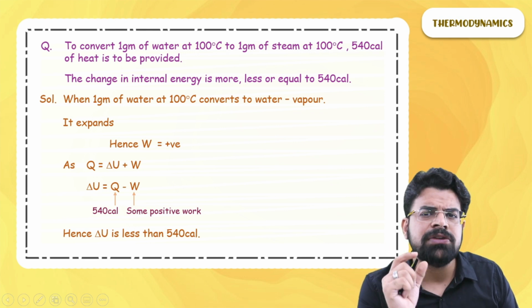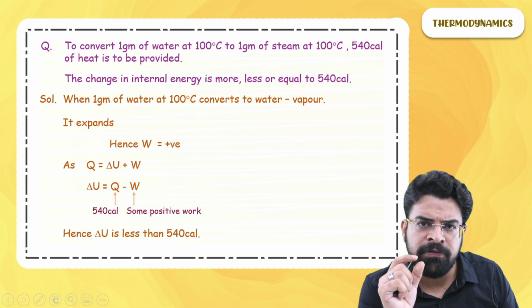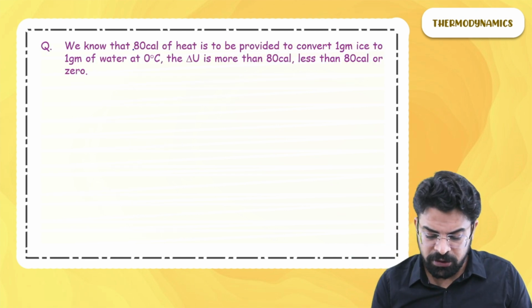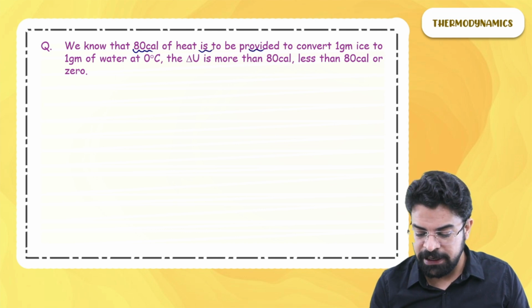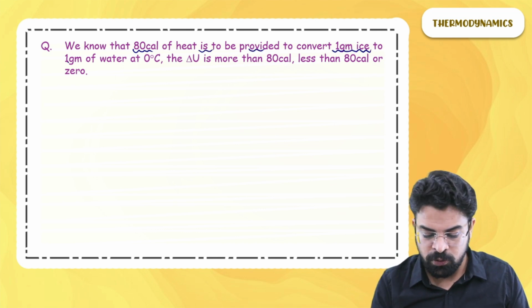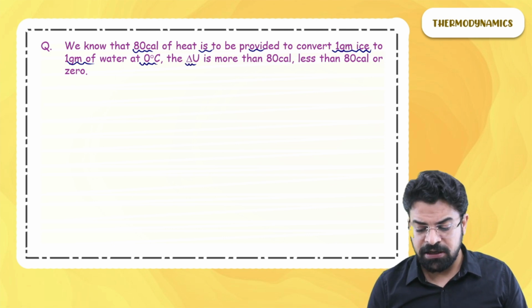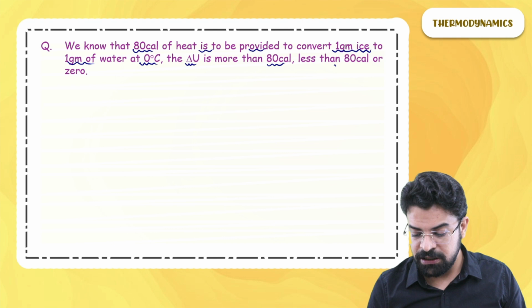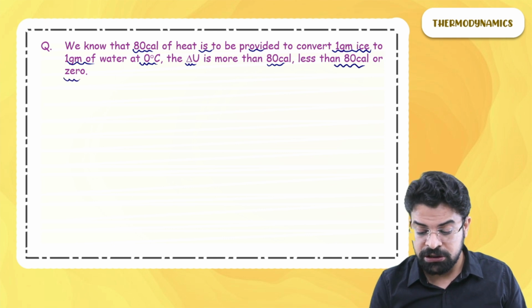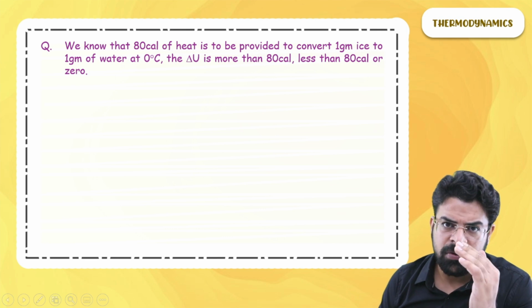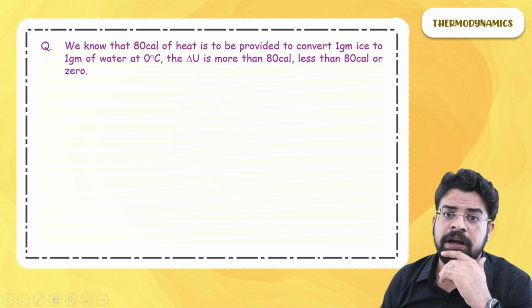They can ask you the same type of question when ice converts to water. So let's see. We know that 80 calorie of heat is to be provided to convert 1 gram of ice to 1 gram of water at 0 degrees centigrade. The change in internal energy will be more than 80 calorie, less than 80 calorie, or equal to 0?